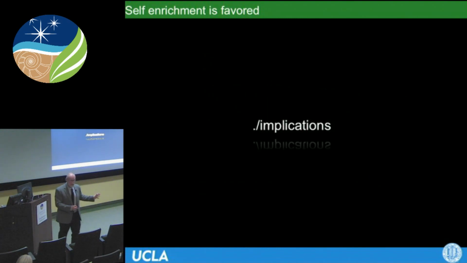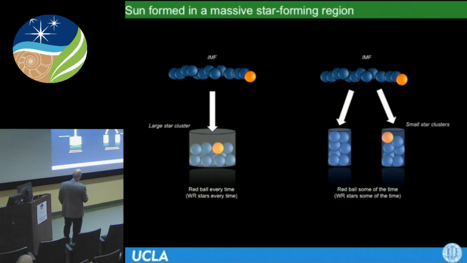So the last little bit I'm going to go over here are the implications of this. And one of the implications is we formed in a massive star-forming region. And the reason is there's a thing called an initial mass function. That is the mass function of the masses of stars that form coevally. So the more massive stars are more rare, and it turns out the more stars you have, the more likely it is that you have a massive star.